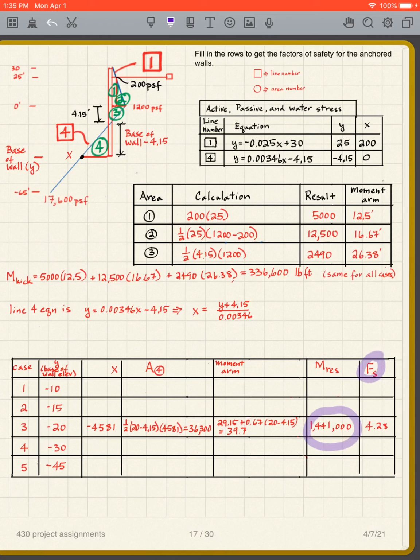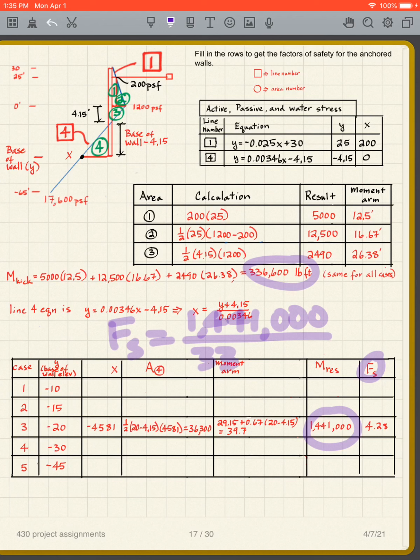To get my factor of safety, then, what do I do? My factor of safety works out to be the resisting, which is 1441, over the kick out, which is 336,600, and that works out to be 4.28. There it is right there. So that's the number I wanted to get out of this.